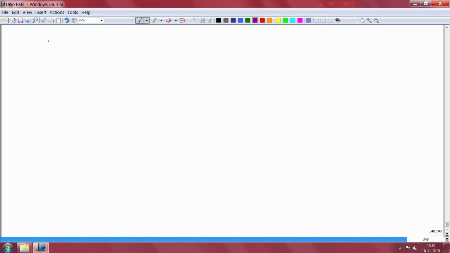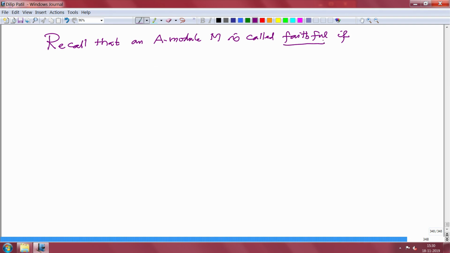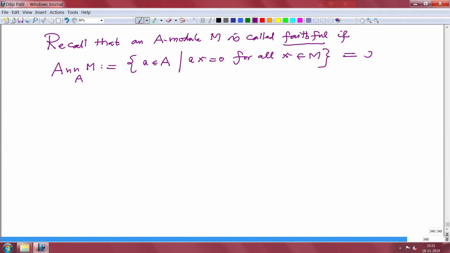We will prove this proposition soon. So, recall that an A-module in general, I am writing general, an A-module M is called faithful if the annihilator of M over A, which is by definition all those elements a in the ring such that a times x is 0 for all x in M, then you call that annihilating the module M. Every element is annihilated, so all the elements in M are annihilated. So, if this is 0, we call it faithful.